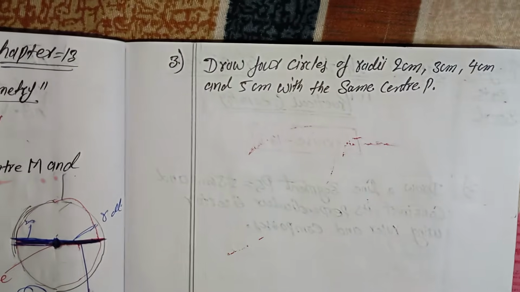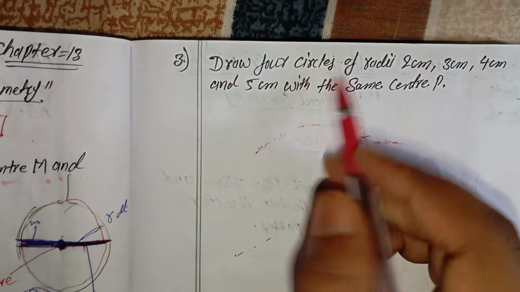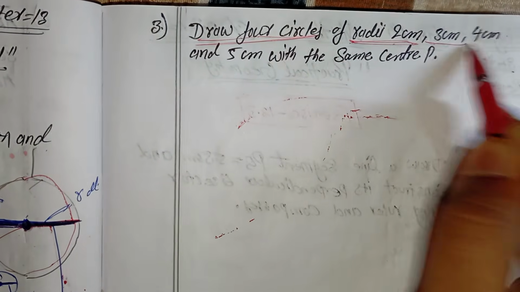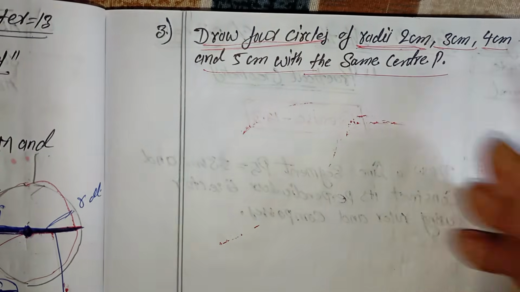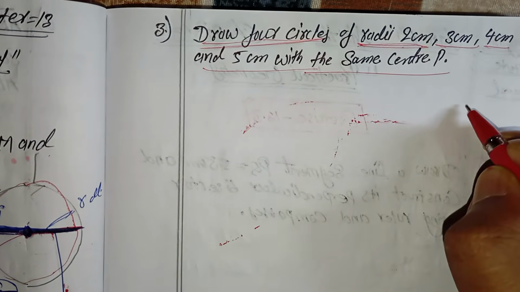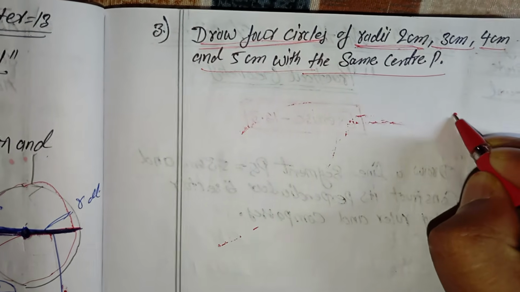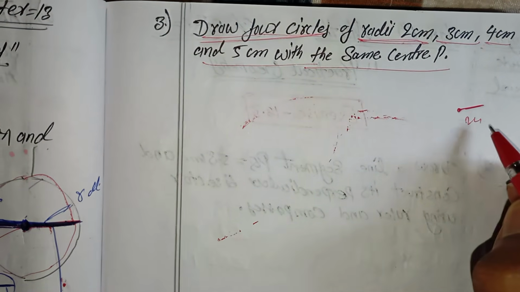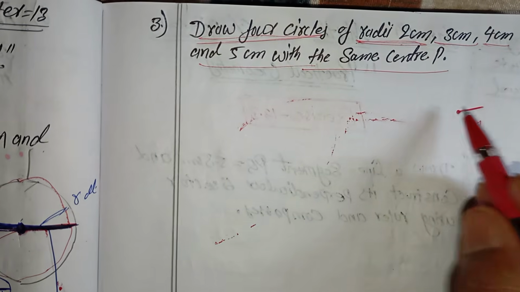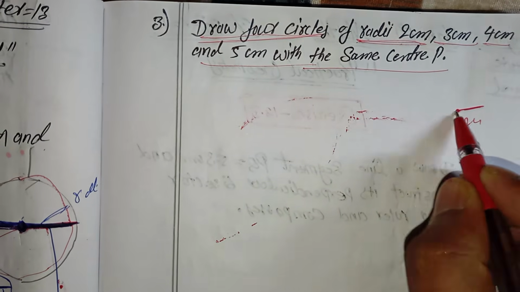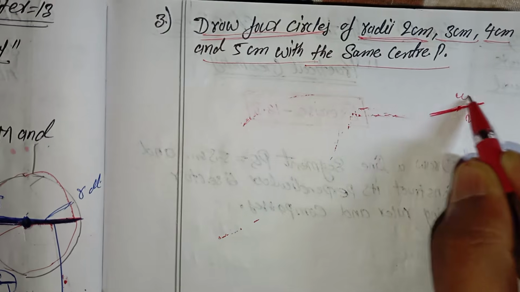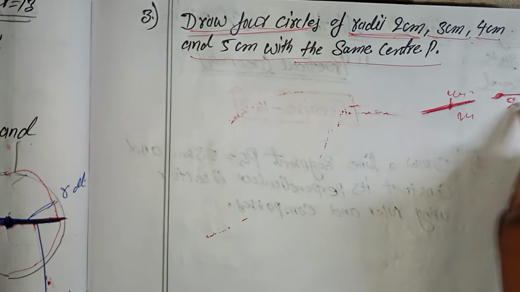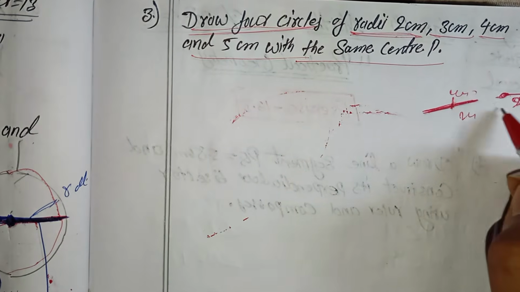Third question is also very easy. Draw 4 circles. The radii have to be 2, 3, 4 and 5 with the center P only. So here you have to take a radius from the center. This is 2. If we talk about the diameter, it is going to be double, so the diameter is 4 centimeter in total, but half of it from the center is 2 centimeter, the radius, and we always take the center as P only.